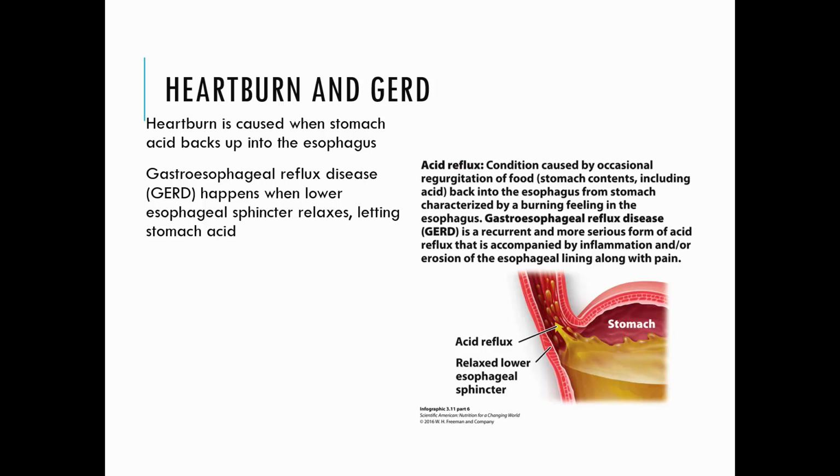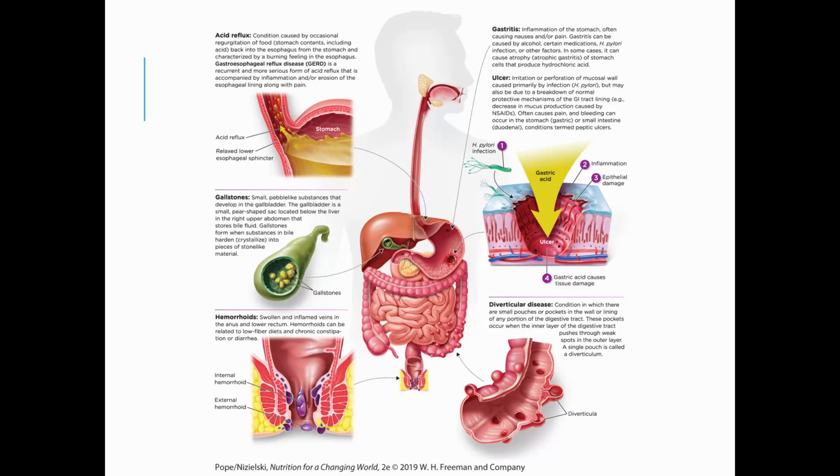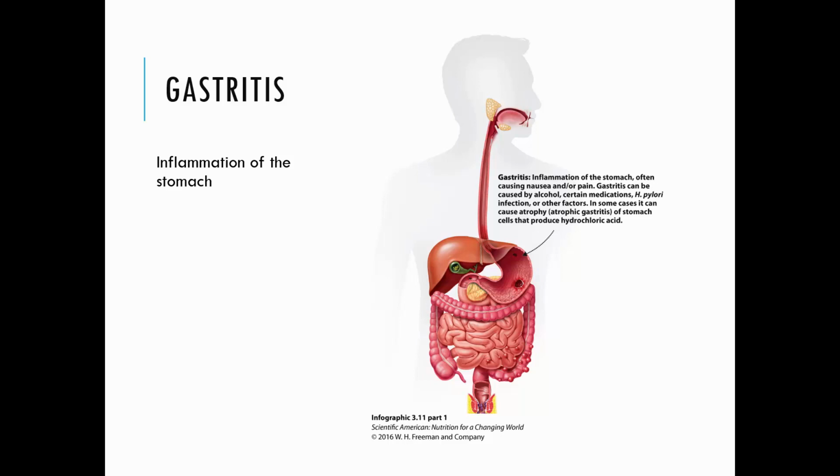GERD then is our kind of chronic stomach acid, so it's when we have that sphincter relaxing and we have a more recurrent, serious form of acid reflux that can damage the esophageal lining and can be very painful, etc. So that's one condition that we can make some dietary changes for as well. This just gives an overview of some of these diseases that we're going to look at, if that's helpful for you to look at too, but I'm going to break them down a little bit more.